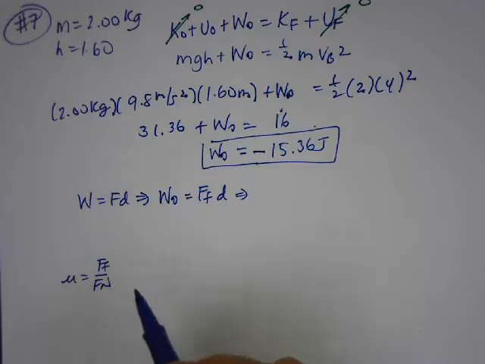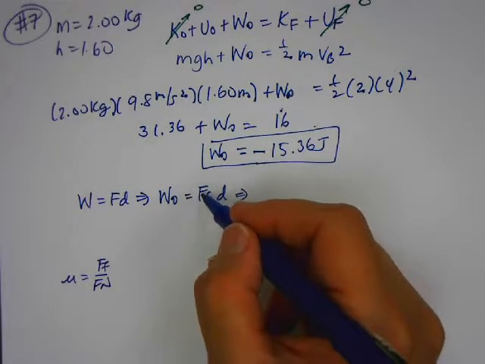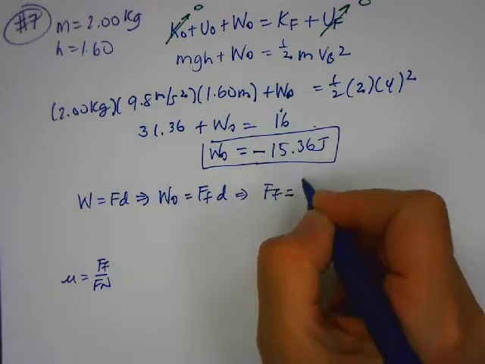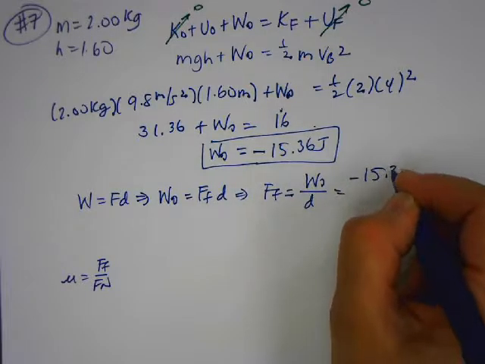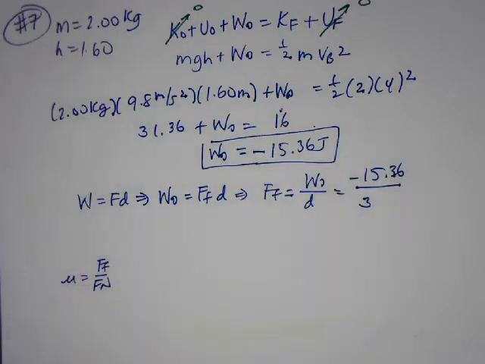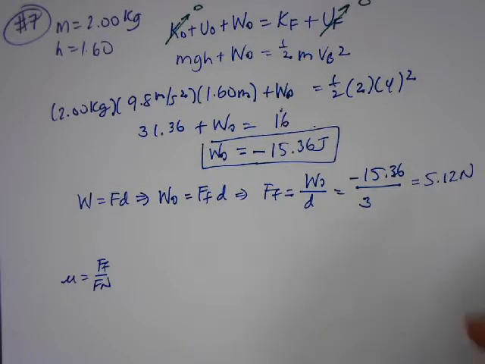So I need to know F of F. So W naught is F of F times that displacement. So F of F is equal to W naught over how far it goes. So negative 15.36 over 3 comes out to be 5.12 newtons.